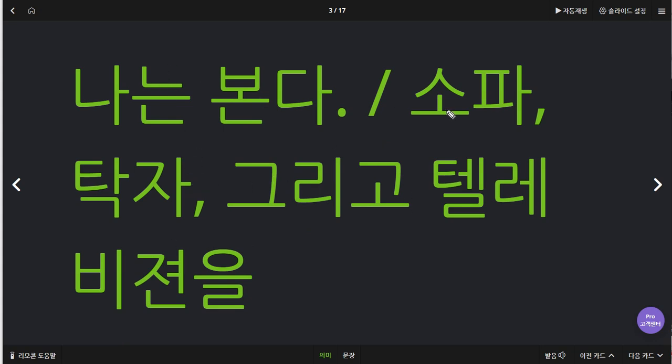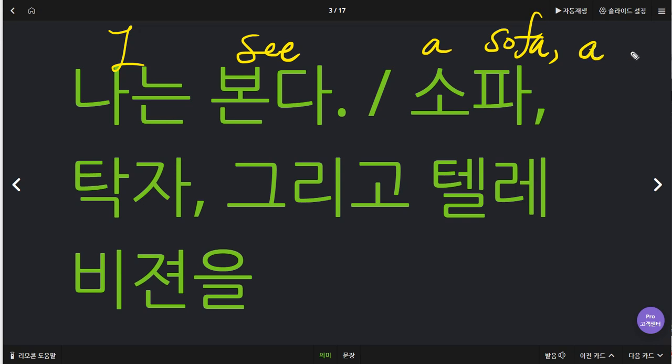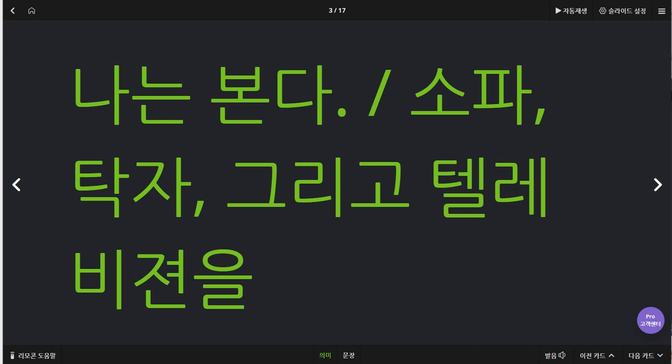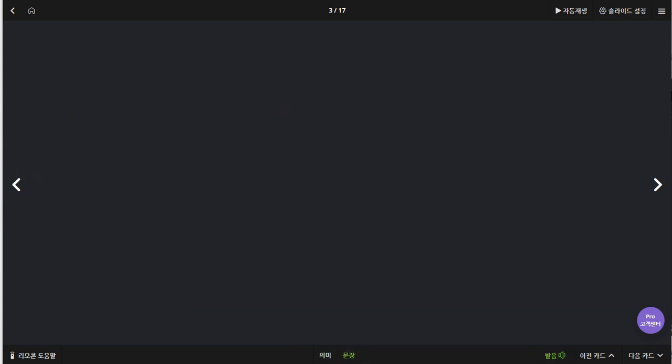I see a sofa, a table, and a television. Okay, sofa, table. Sofa, this is it. Table. And a television. I see a sofa, a table, and a television.